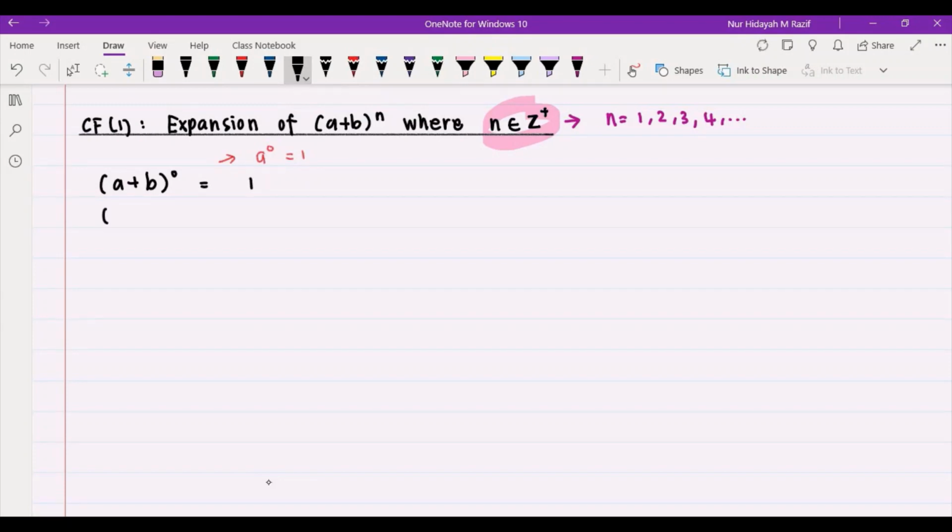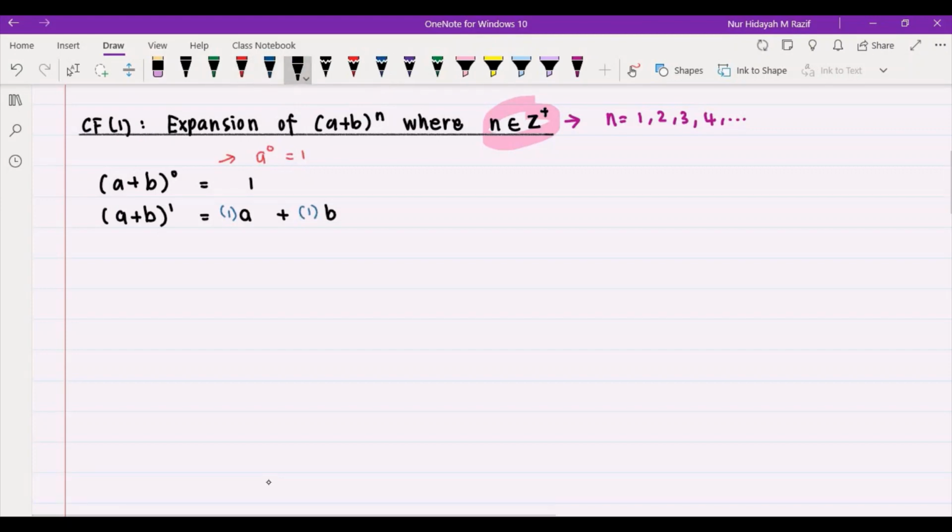As for the second example, if I have (a + b) to the power of 1, my n is equal to 1 here. So there's no difference here, and what we are going to get is a + b. And we know that our coefficients here are 1 and 1.